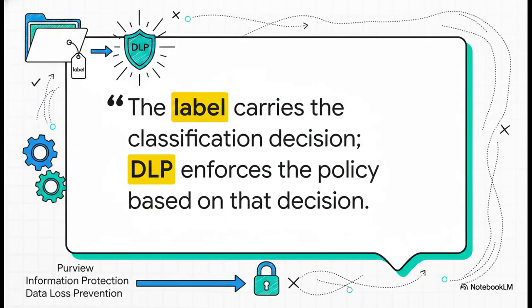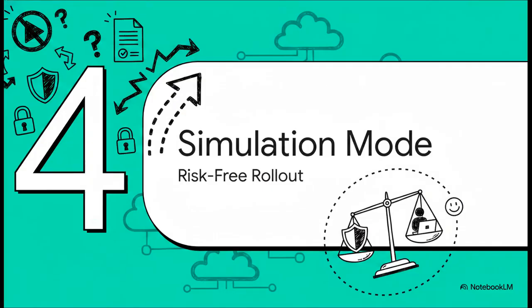I absolutely love this quote from the source material because it perfectly captures the strategy. The label carries the classification decision. DLP enforces the policy based on that decision. What this really means is that Purview information protection and data loss prevention shouldn't be treated as two separate silos. Integrating sensitivity labels creates a single unified program that maximizes your accuracy, lowers false positives, and ensures you aren't accidentally blocking legitimate business workflows. All right, Section 4, testing in simulation mode.